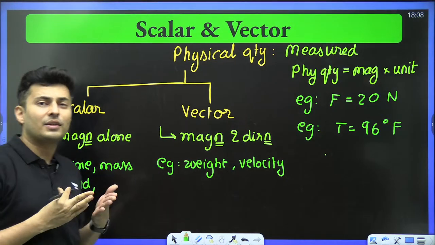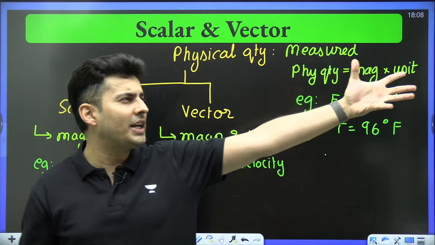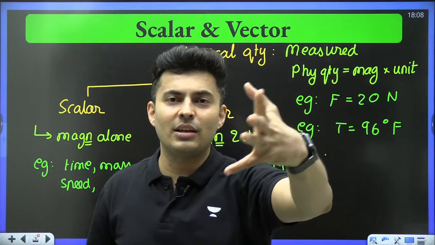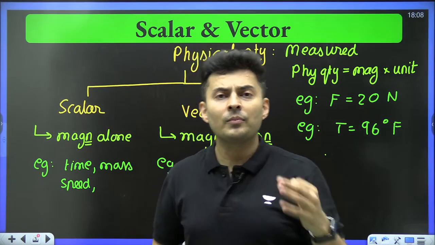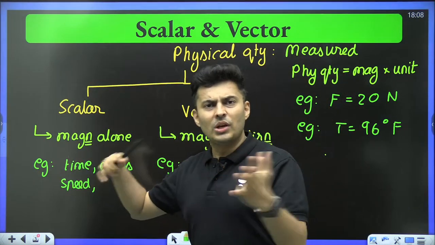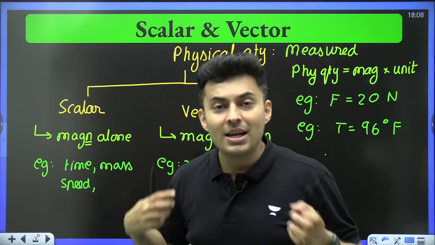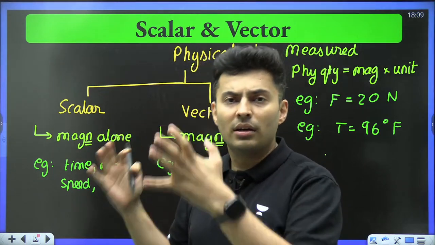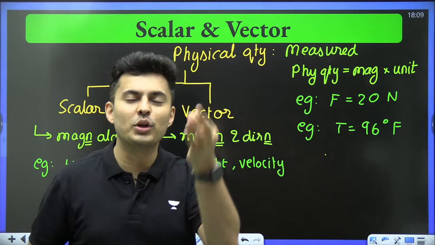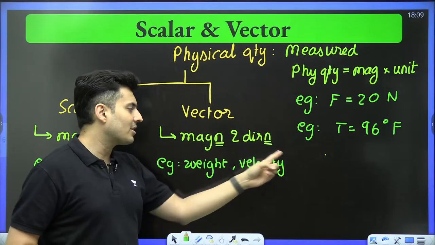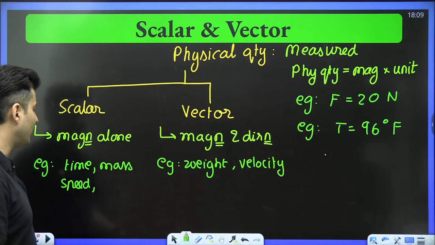Like when I ask you what is the top speed of the car, you will say, sir, 200 kilometers per hour. But you will never say north or east. That will be senseless. But when I ask, how is that car going, then you will say, the car is going with 35 kilometers per hour in the northeast direction. So you have specified both the value as well as the direction, that is called velocity.